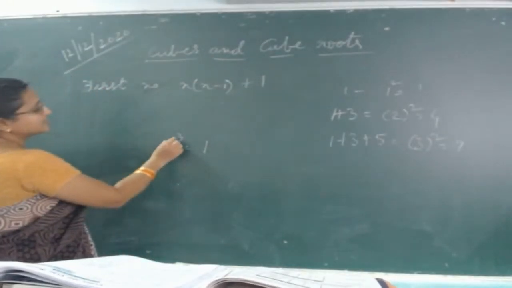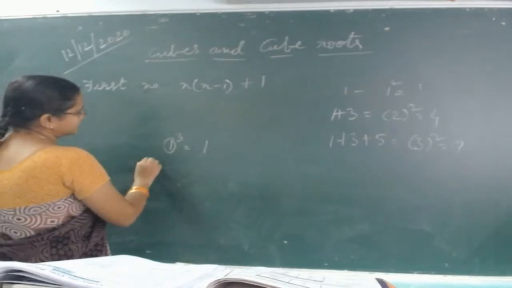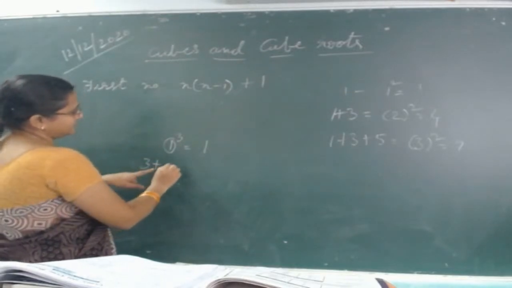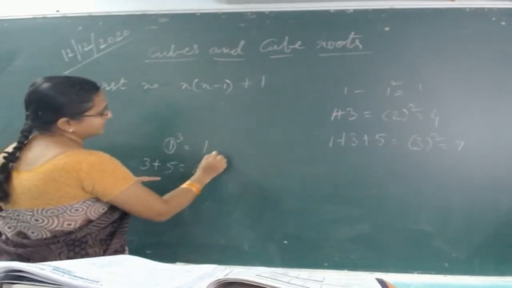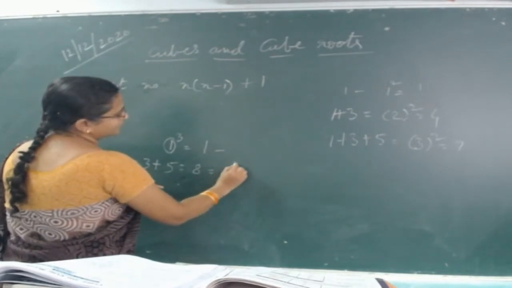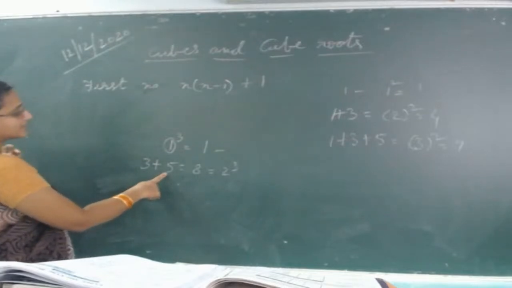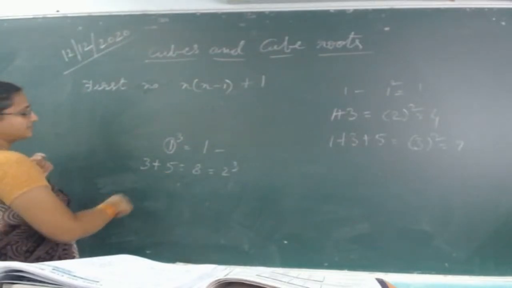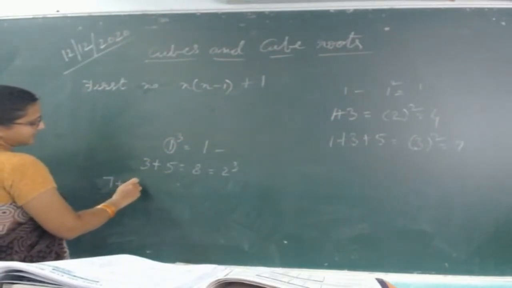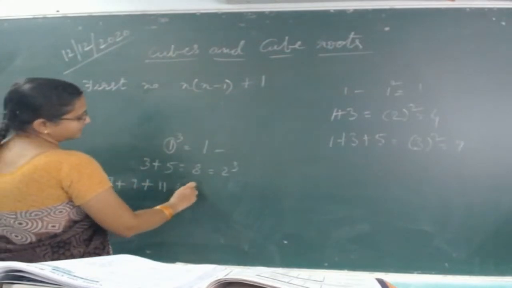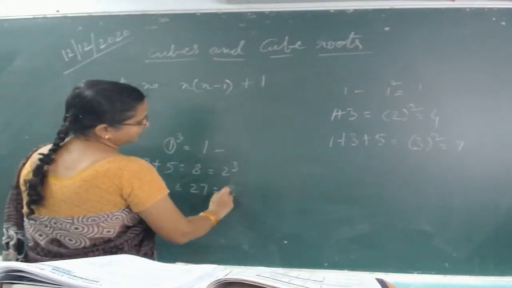For the second one, you can't take 1 here. After 1, which numbers will come? 3 plus 5 is equal to 8, that is equal to 2 cube. And when you go to the third number, you have to take the odd numbers after that, that is 7 plus 9 plus 11. That is equal to 27, that is equal to 3 cube.